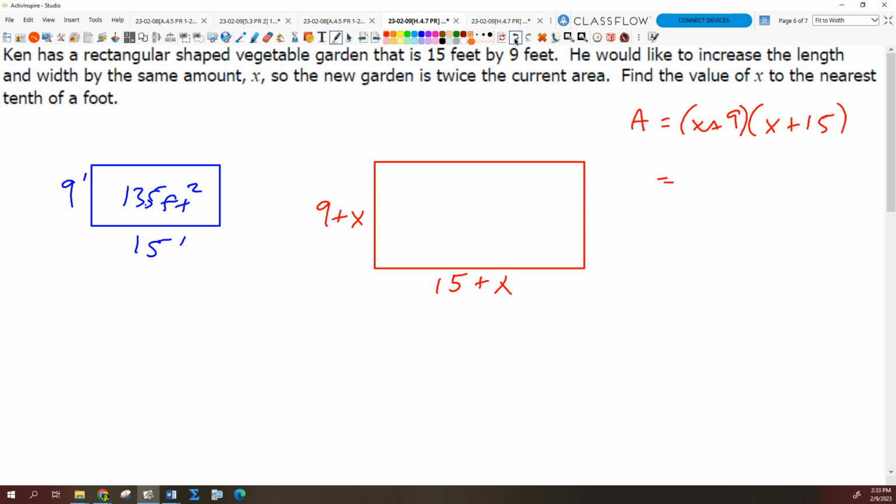If I FOIL that out, what am I going to get, Oscar, if I FOIL that out? What if I distribute that x? What do I get? X squared plus 24x. Okay, good. I'm going to get 24 total, aren't I? When I distribute everything, 15x plus 9x is going to give me 24x. And then plus 135. So there's my area of this garden.